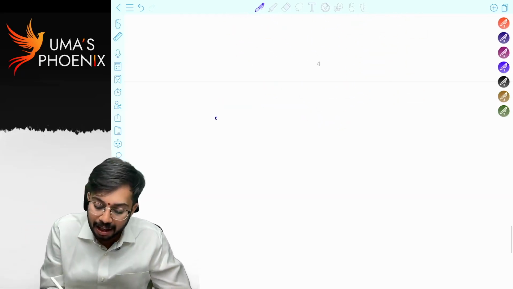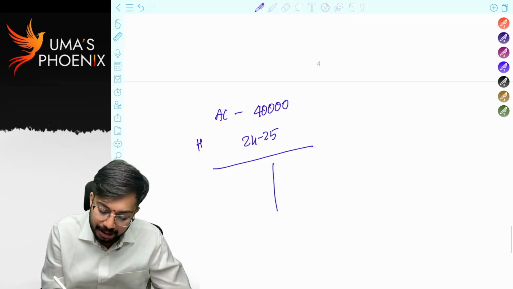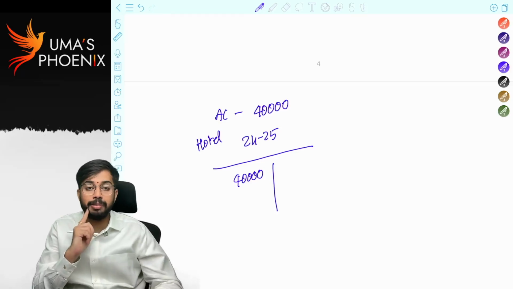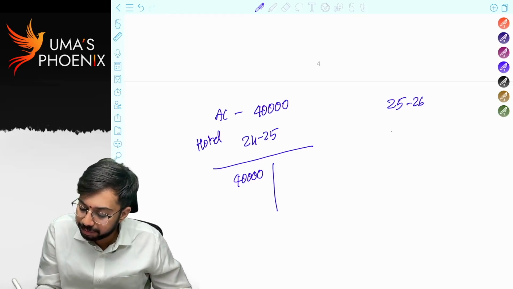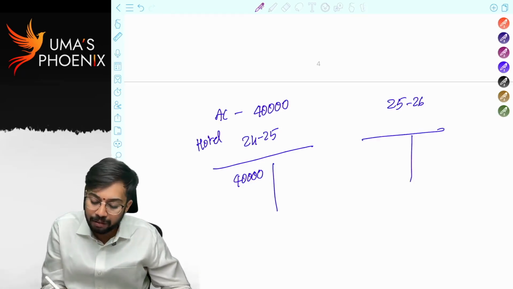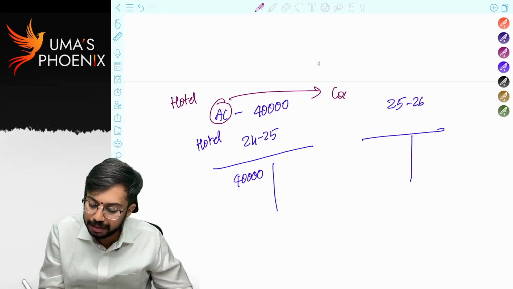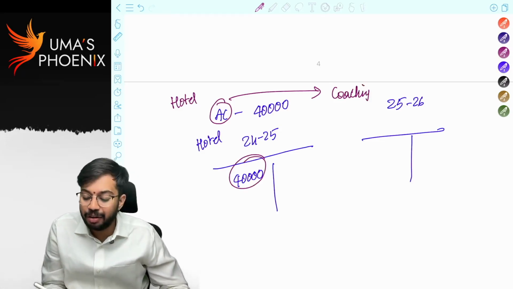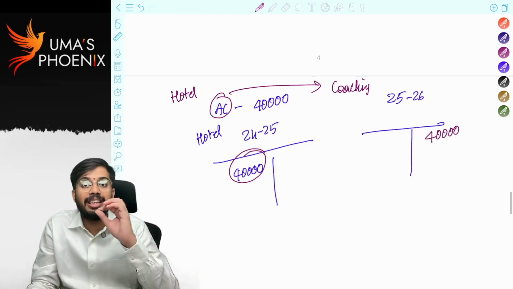One small example, let's say the AC value is 40,000 rupees. In 24-25, in hotel business, I claim a total of 40,000 as deduction. In 25-26, what I have done, I have transferred this AC from hotel business to coaching business. Now, whatever the deduction that was allowed, the total 40,000 rupees is considered as income.